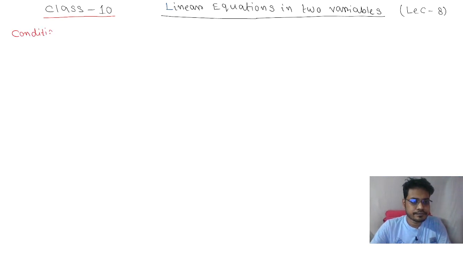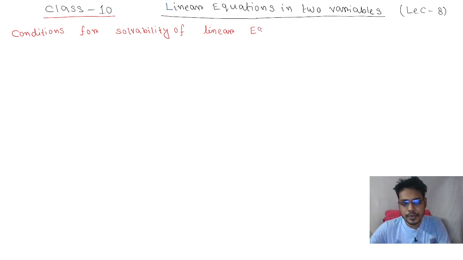conditions for solvability of linear equations. That means how we can check whether it is solvable or not. We will read this one. Now, there are three conditions.